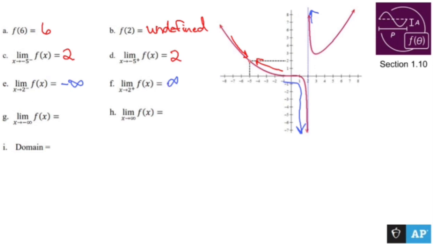Okay, so usually when you approach a hole, you're going to get the same thing from the left and from the right, but when you approach an asymptote, it all depends on where your asymptote splits up, or where it makes your graph split up, I should say a little bit better.